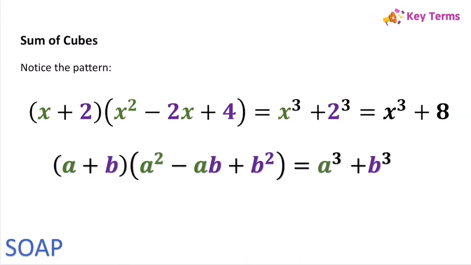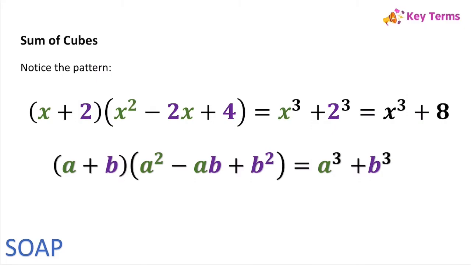If we have a plus b times a squared minus ab plus b squared, that equals a cubed plus b cubed. So I know that we have a binomial times a trinomial, so there's a lot of signs in this problem. Well, we have this mnemonic SOAP that helps us remember the order of the signs.